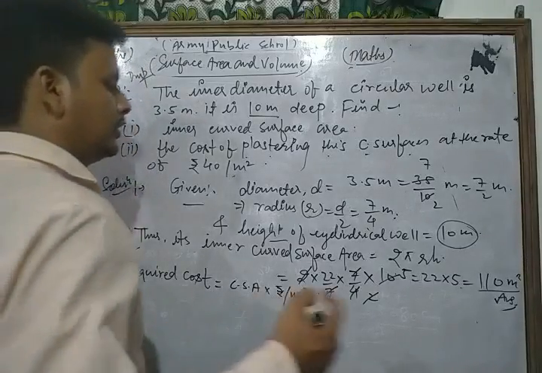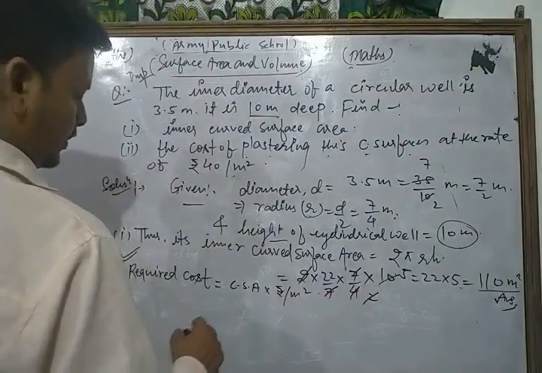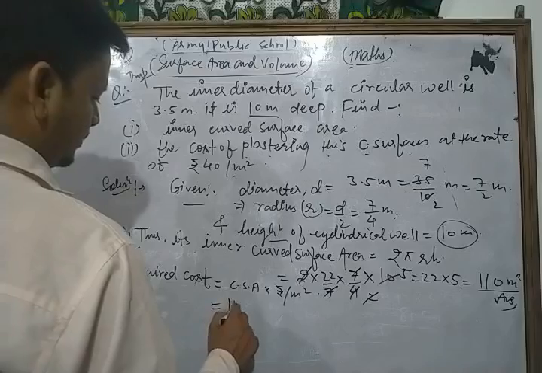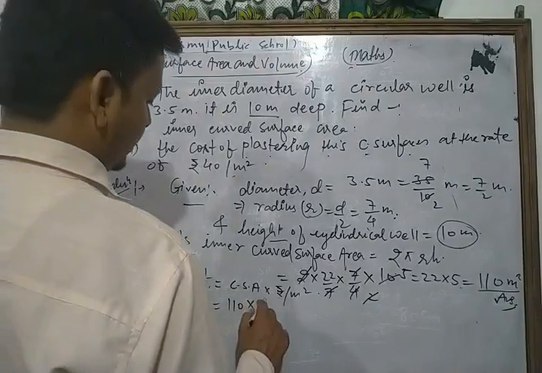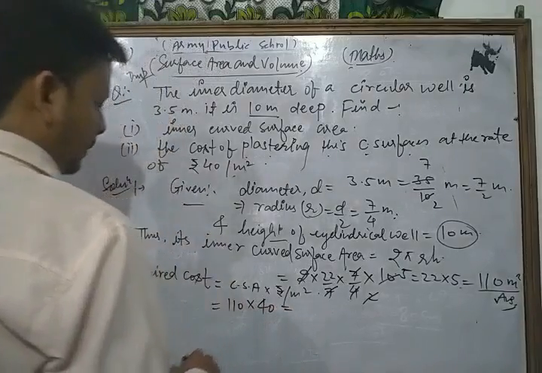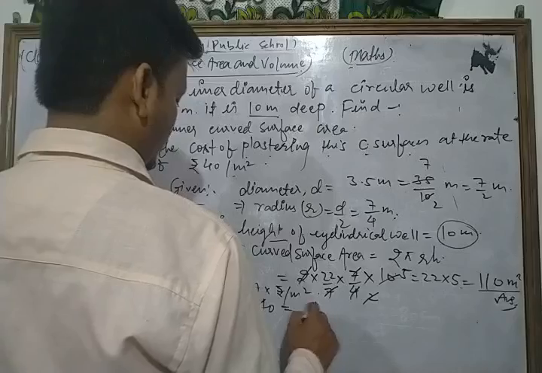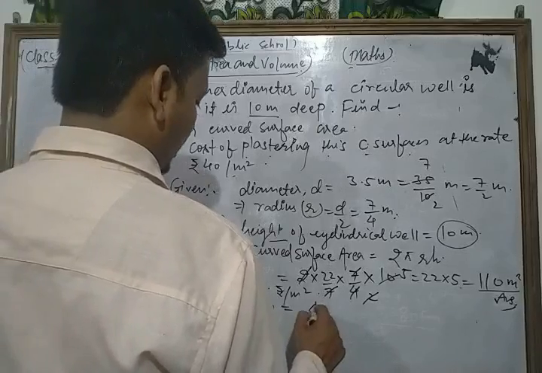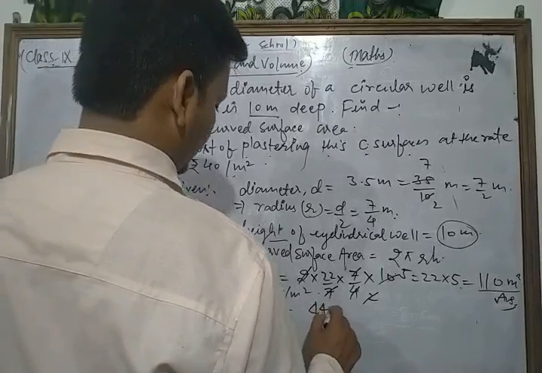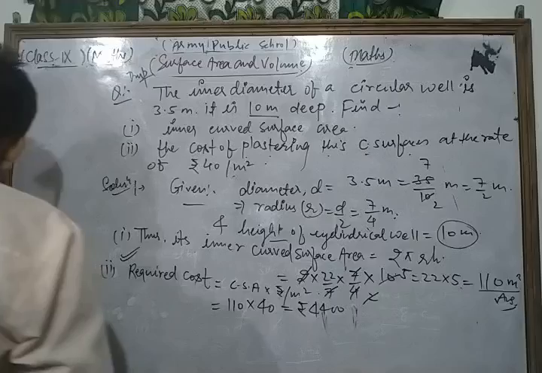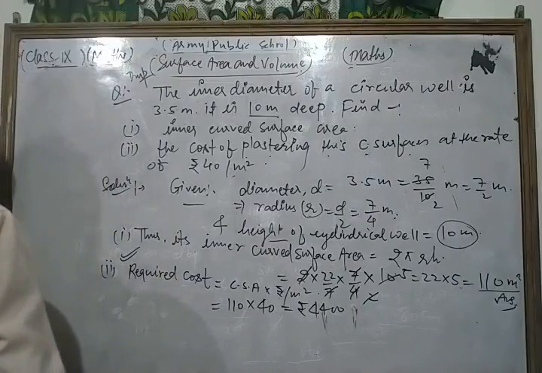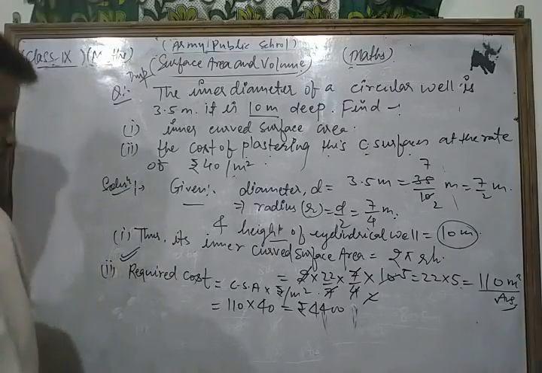So we get its curved surface area, 110, into rupees per meter square. The rate is 40, so we get 11 fours are 44, and we write two zeros, so rupees 4400.